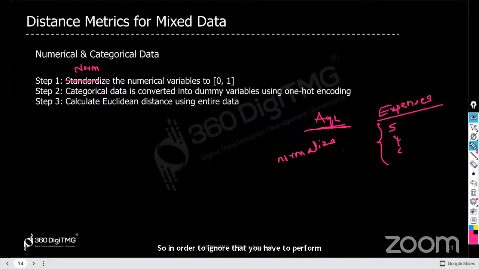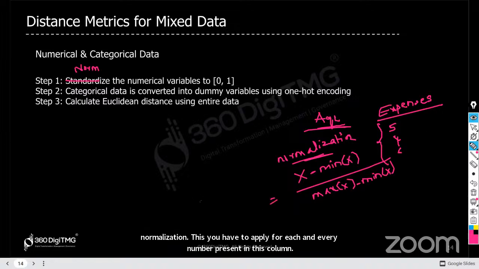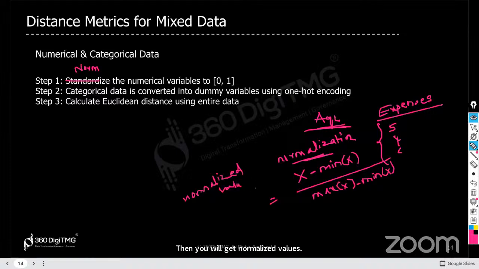So what do we mean by normalization? You already learned about it yesterday. You have a formula: x minus minimum of x, divided by max of x minus minimum of x. This is the formula for normalization. You have to apply it to each and every number present in this column. Then you will get normalized values, which means the minimum will be 0 and the maximum will be 1.